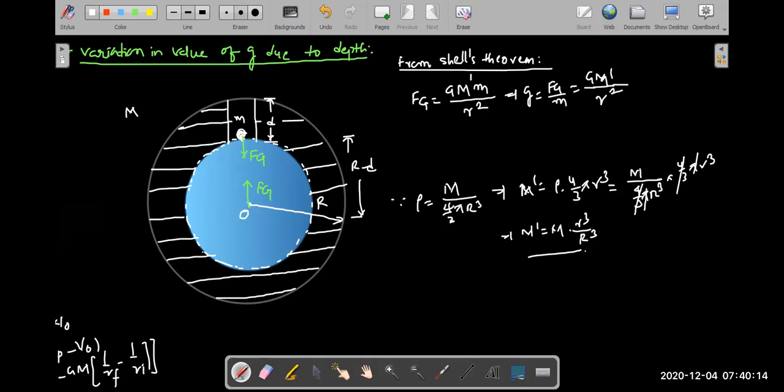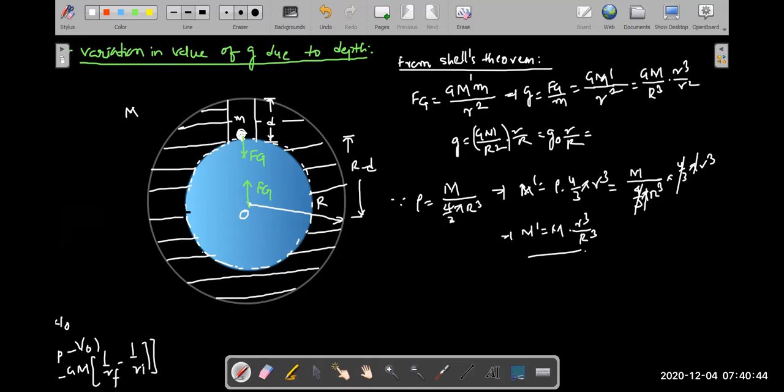If we substitute this value over here, this will be G M by R cube into small r cube by r square. You can say that the value of g is equal to how much? G M by R square into small r by capital R. We know that G M by R square is nothing but the acceleration due to gravity on the surface of the Earth. Is that right? So this is small r by capital R. This is the variation due to small r.